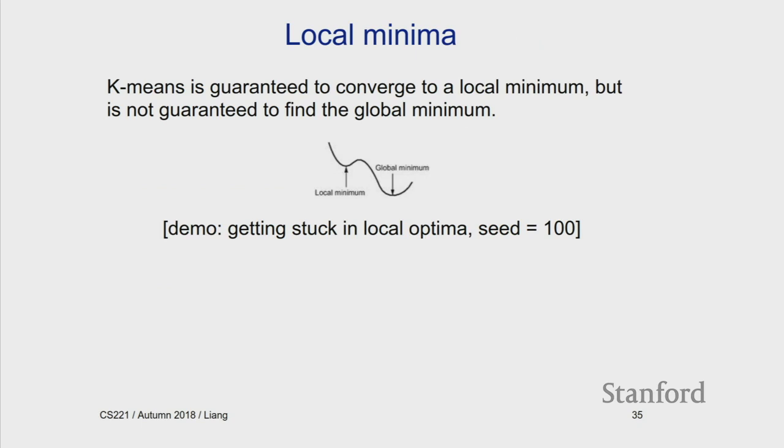Okay, so now let me get to the question here. The question was, does the initialization matter? And the answer is yes. It can be proven that k-means is guaranteed to converge to a local minimum, but it's not guaranteed to find the global minimum. As we saw in this one example, k-means did converge.